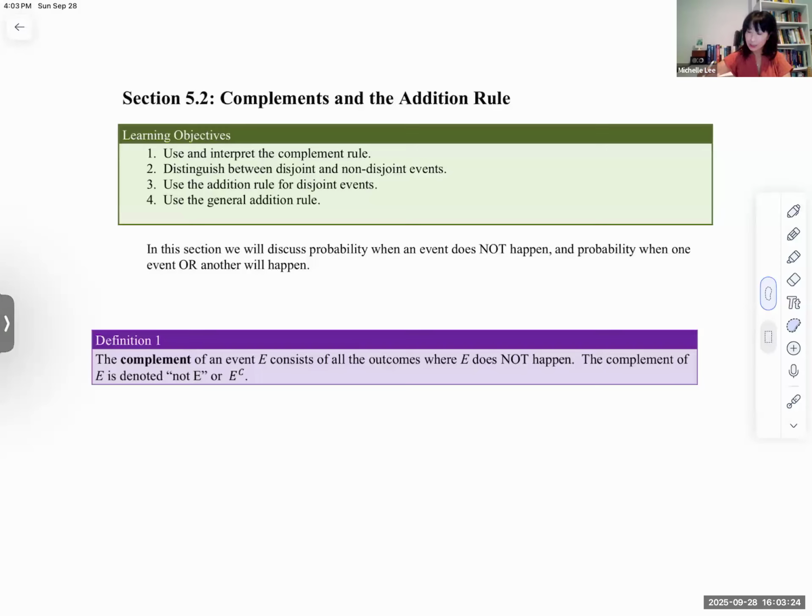Oops. Hold on one second. Yeah. The note is missing.